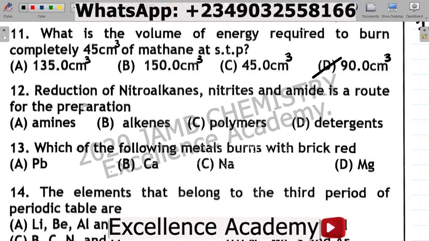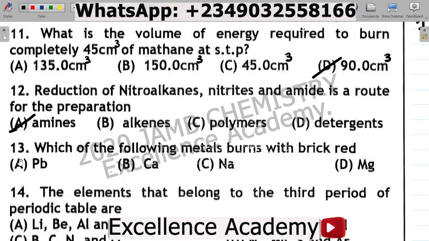Question 12. Reduction of nitroalkanes, nitriles, and amides is a route for the preparation of A, amines, B, alkenes, C, polymers, D, detergent. For this question, the correct option is A, amines. Note that amines is the sole product that houses nitroalkanes, nitriles, and amides. So the correct answer is A, amines.